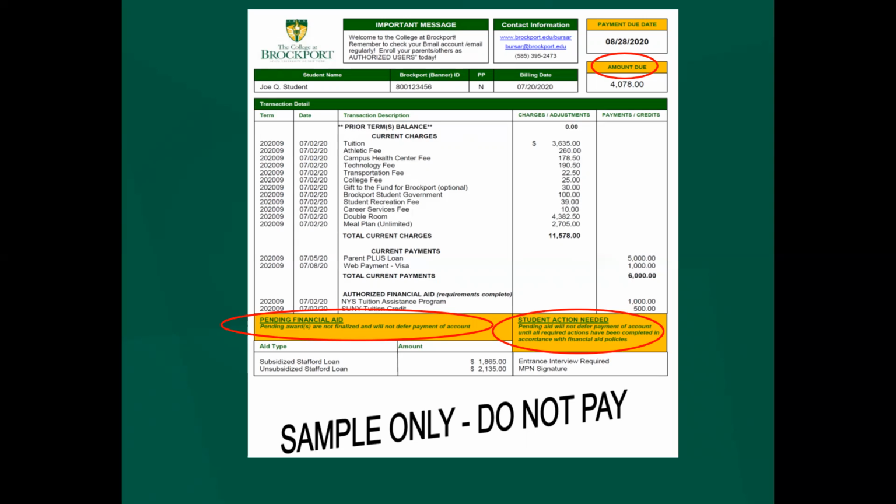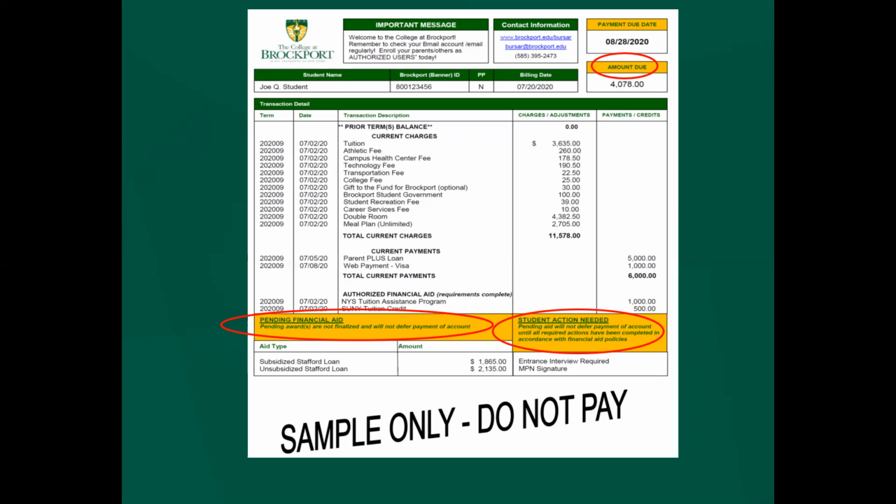These are any payments that you or your authorized user make in QuickPay and could include any loans like the Parent Plus loan that you see here. Again, if we move all the way to the last column to the right, we have payments and credits. We can see here each itemized payment and the total current payments made of $6,000.